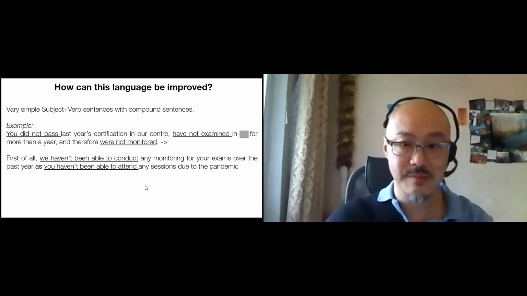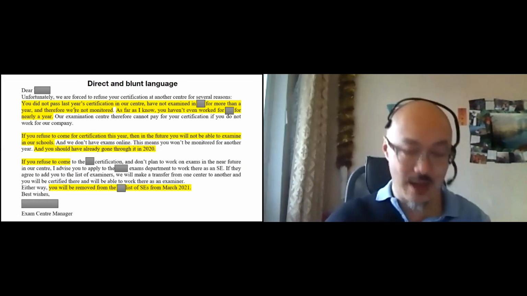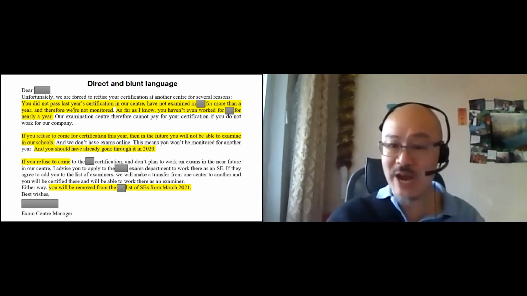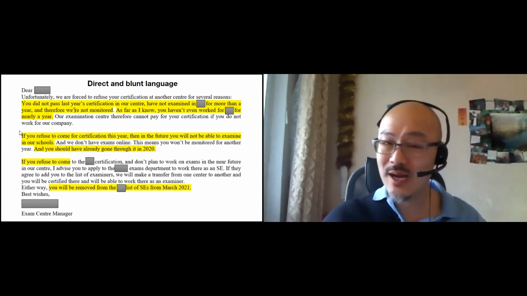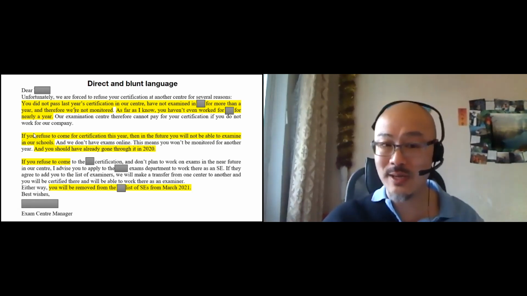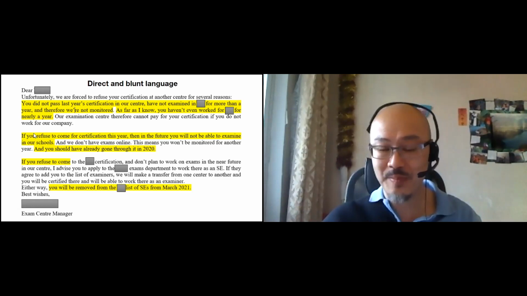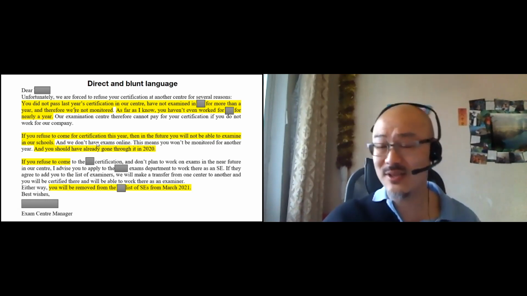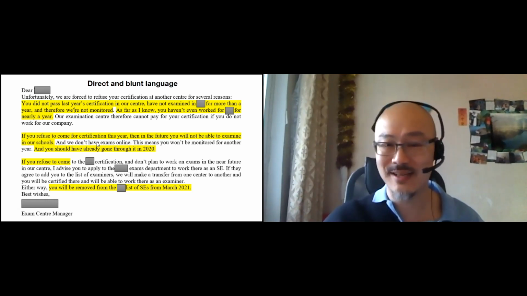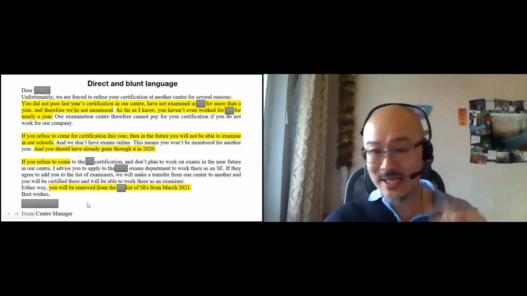Moving on. Direct, blunt language. This pretty much involves everything here. "Will be." I think first conditionals can also be quite negative. When it is used in a negative way, the feeling is that if you don't do this, you will not do this, which is more like a threat. "You will be removed."